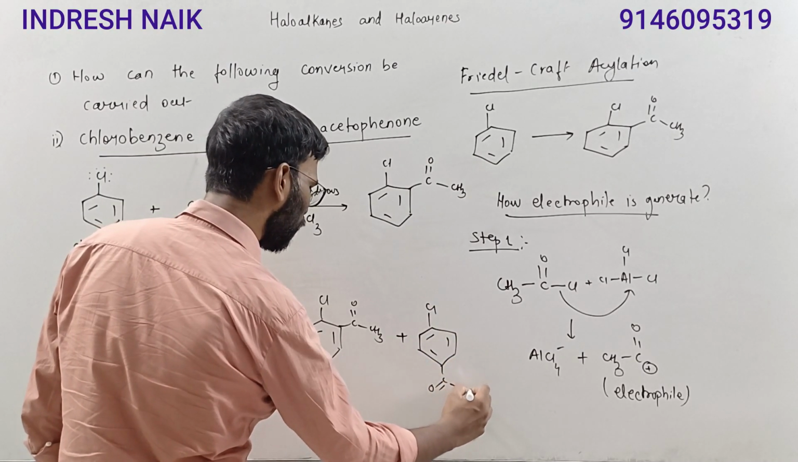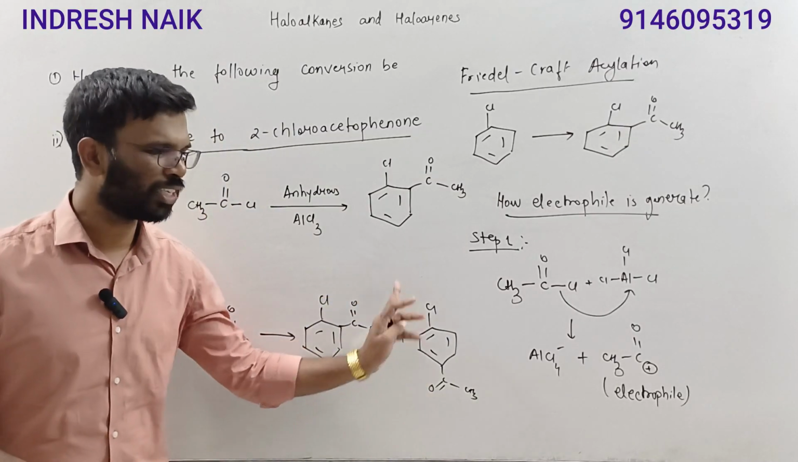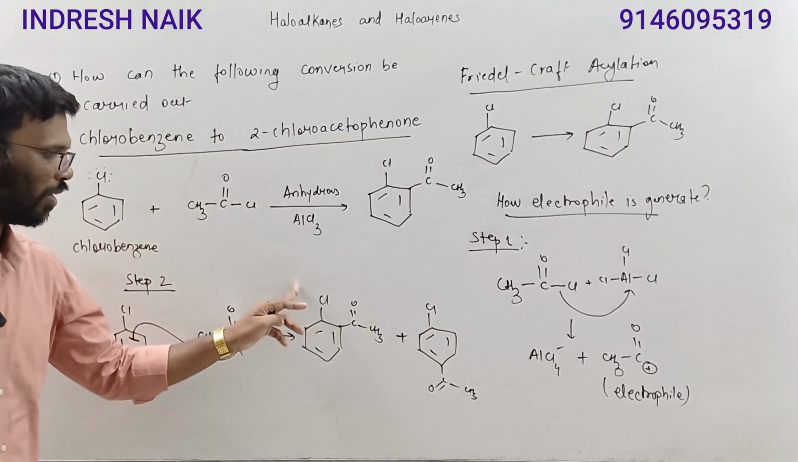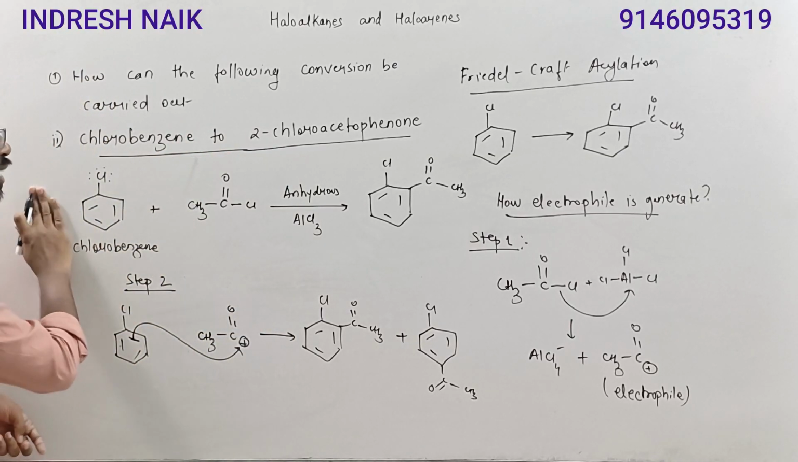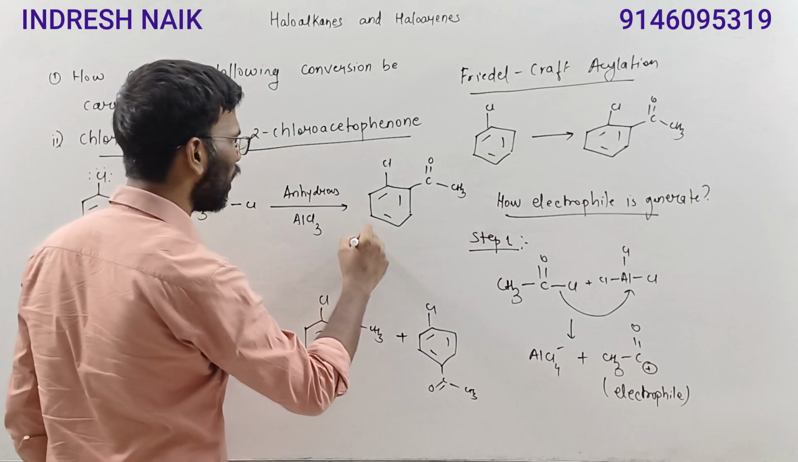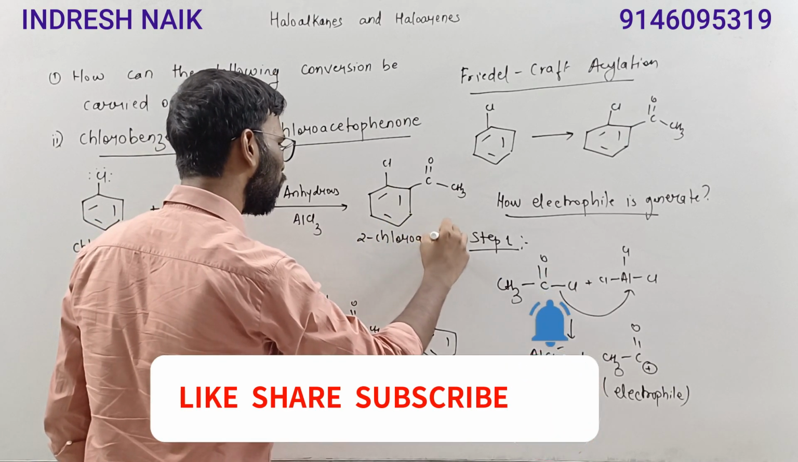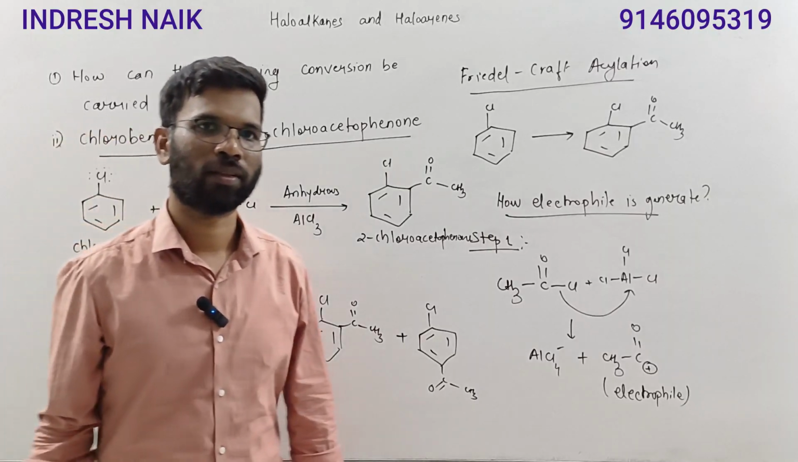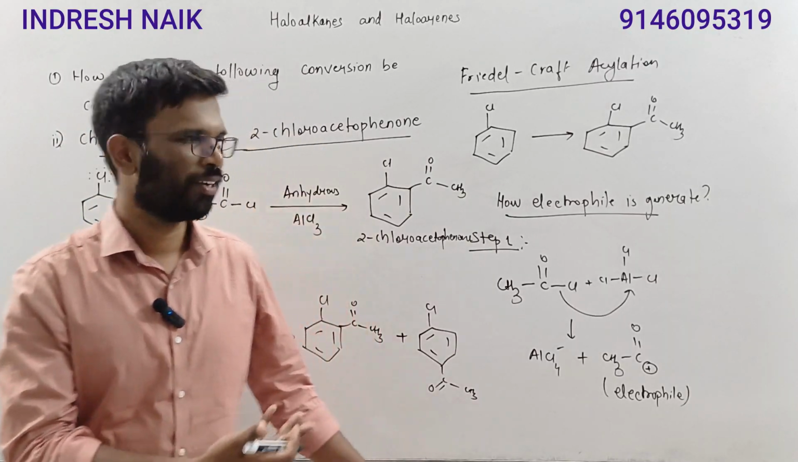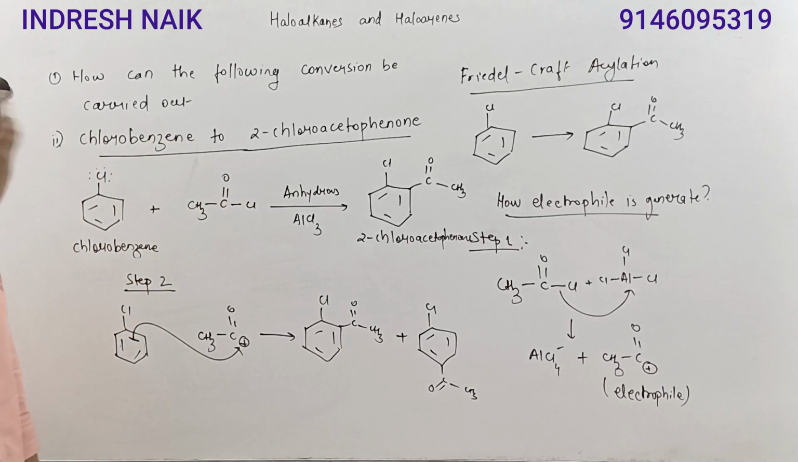C double bond O CH3. The 4-chloro or para product is major because repulsion is less. Here repulsion is more. But since the question is about 2-chloroacetophenone, you can use this reaction. So this name is 2-chloroacetophenone. So it is that simple. You have to remember this. These are the many things about that reaction I have told you.